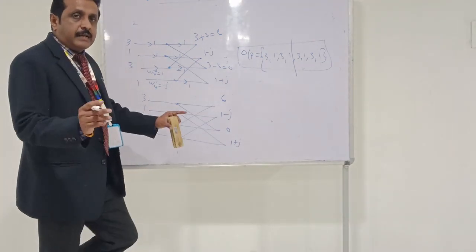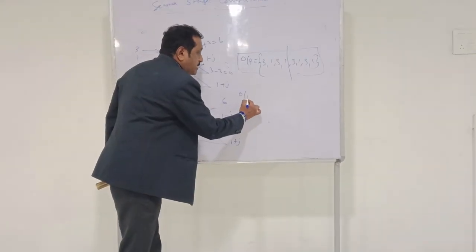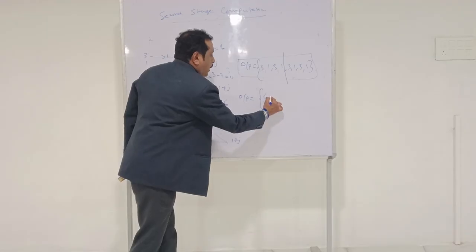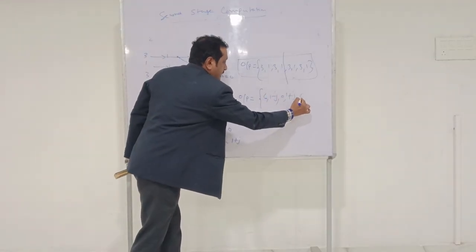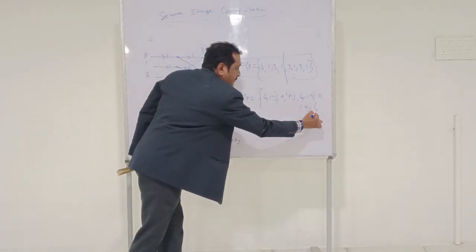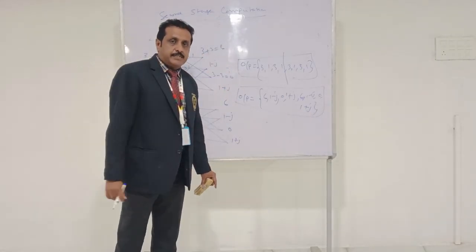From this we get the output of the second stage computation. The output sequence we are getting from the second stage is 6, 1 minus j, 0, 1 plus j, 6, 1 minus j, 0, 1 plus j. This will be the output of the second stage computation.